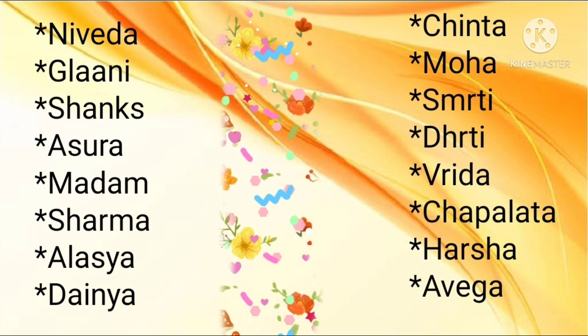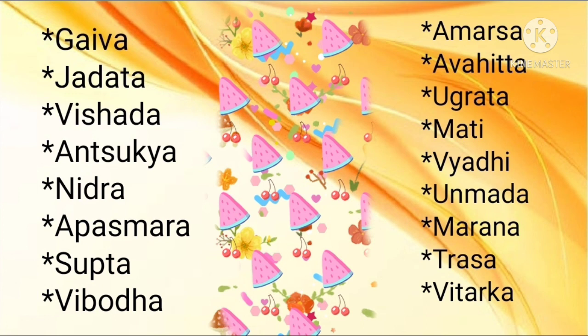Moh, delusion; Smriti, memory; Dhriti, contentment; Vrid, shame; Chapalta, inconsistency; Harsh, joy; Aveg, agitation; Gav, arrogance; Jadta, stupor; Vishad, despair; Antsukya, longing; Nidra, sleep; Apsmara, epilepsy; Supta, dreaming; Vibhodh, awakening; Amarsh, indignation; Avhita, dissimulation; Ugrita, ferocity; Mati, resolve; Vyadhi, disease; Unmad, insanity; Marna, death; Tras, terror; Vitark. All these were 33 bhavs, or you can say transitory emotions, according to Bharat.